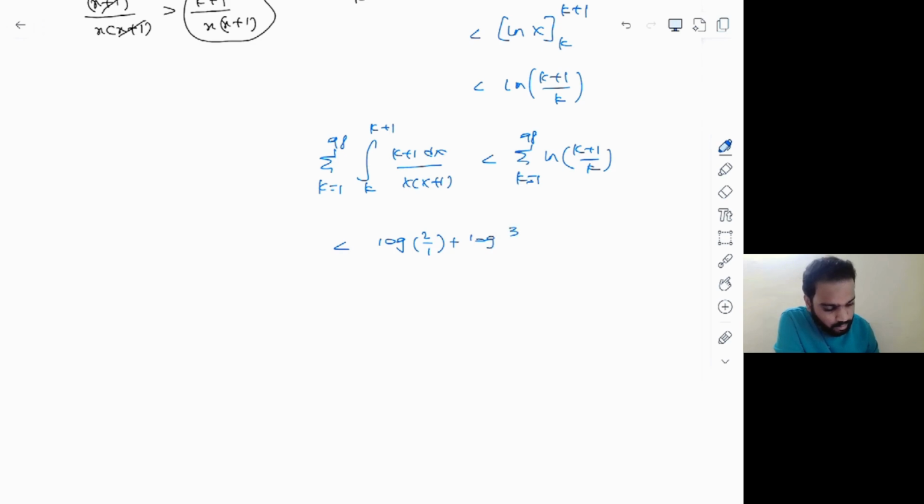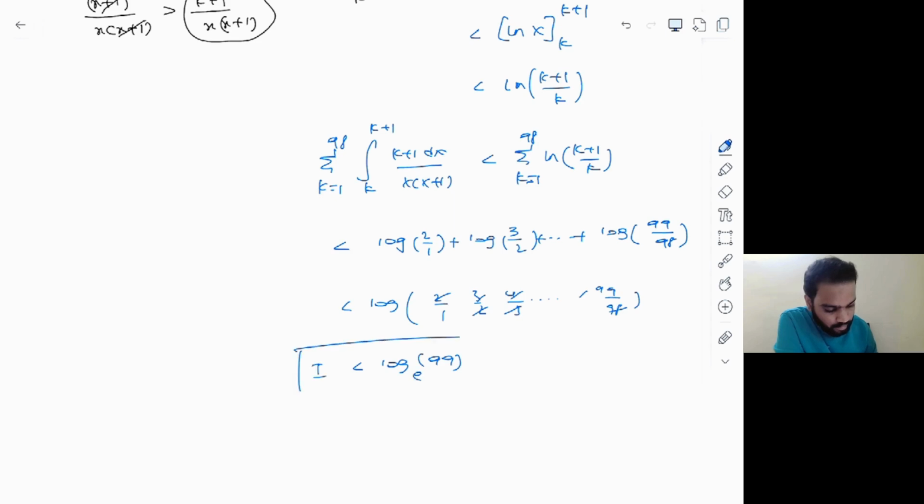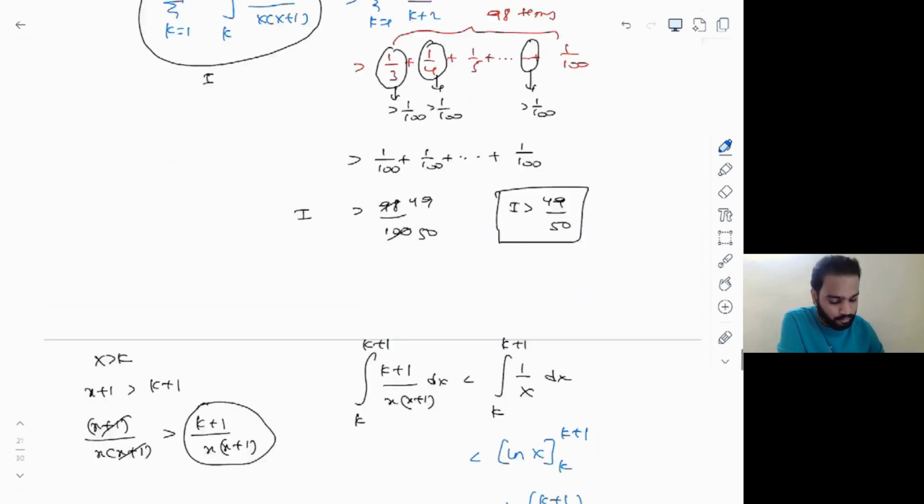value will be log 3 divided by 2 and so on up to what's the last value here, log of 99 divided by 98. But if you add up everything, we get log of 2 by 1 into 3 by 2 into 4 by 3 into so on up to 99 divided by 98. So clearly all these terms would be cancelled out. Only remaining part will be log 99 to the base e. So clearly this is I. So what we can say is I will be lesser than log 99 to the base e.